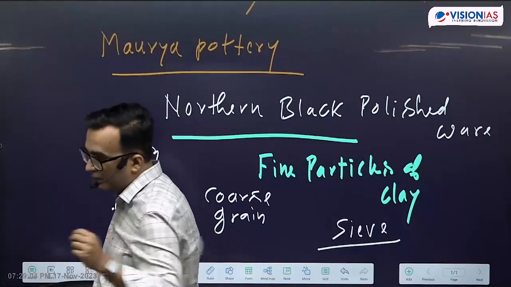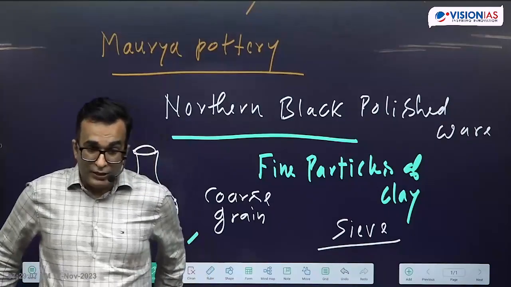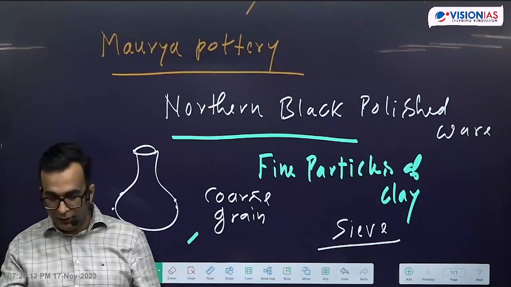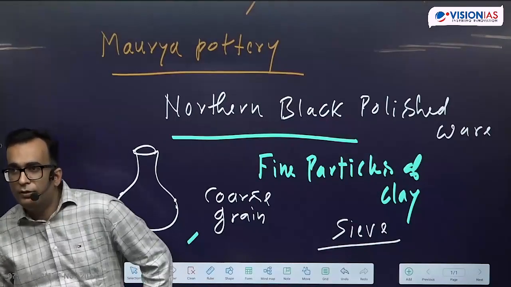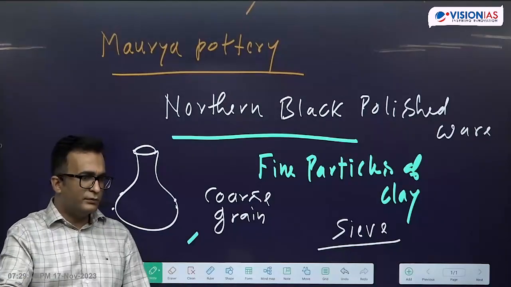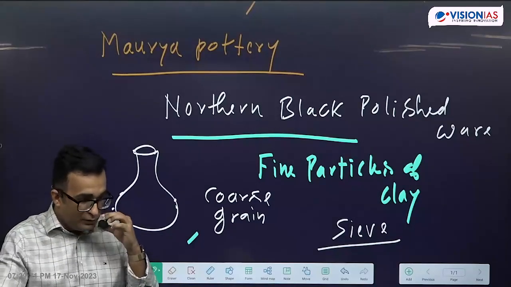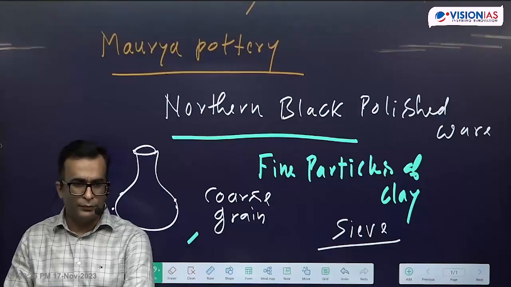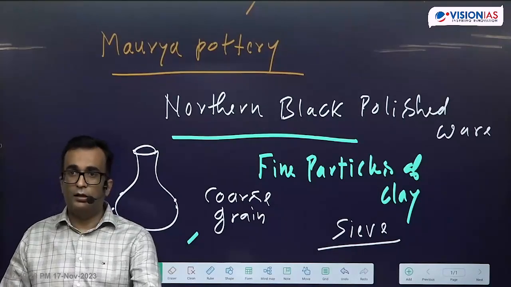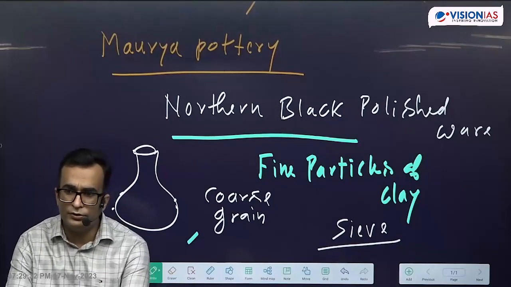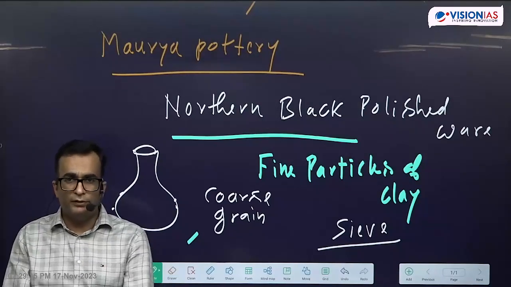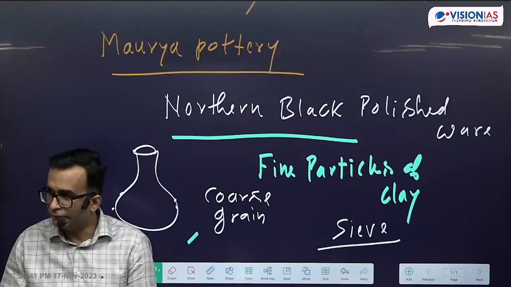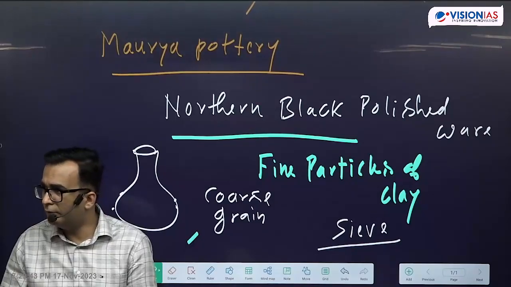Then mention this one. The characteristic pottery of Maurya age was Northern Black Polished Ware. Full stop. It was the climax of pottery making.